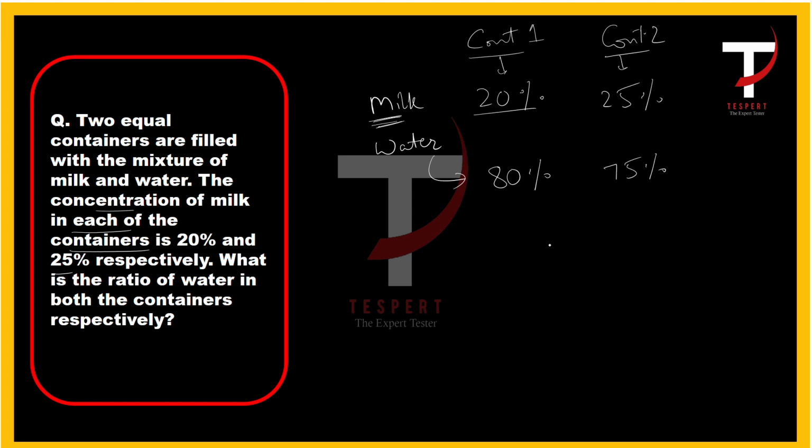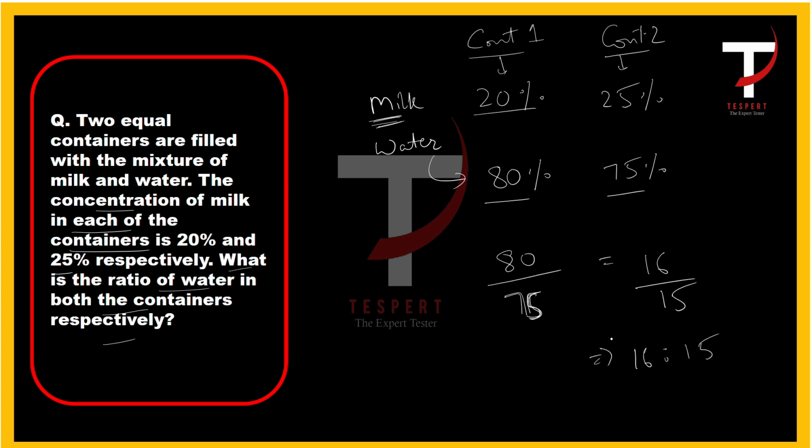So the required ratio here is the ratio of water in both the containers respectively. Here it is 80% and here 75%. So just take out the ratio of water in both the containers. 80 by 75, on cancellation you will get 16 by 15. So 16 is to 15 is the required ratio.